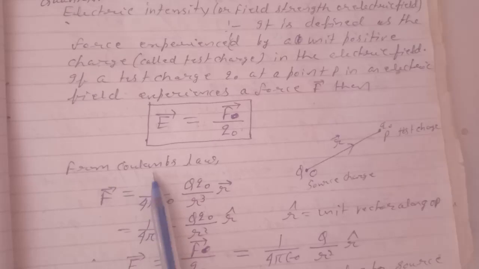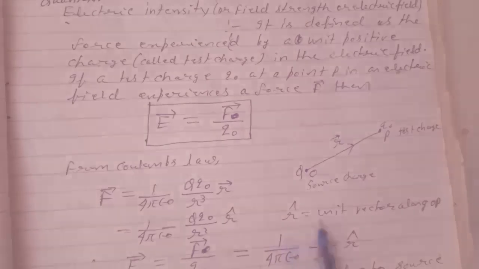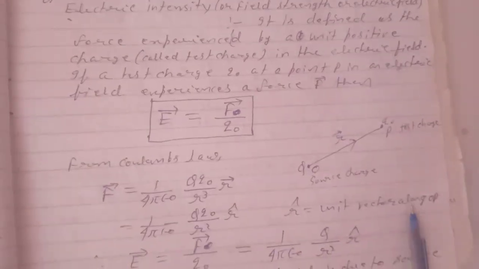Now from Coulomb's law, F vector equals 1 by 4 pi epsilon naught Q into Q naught by r cube into r vector, or equals 1 by 4 pi epsilon naught Q into Q naught by r square into r cap. r cap is a unit vector along OP.